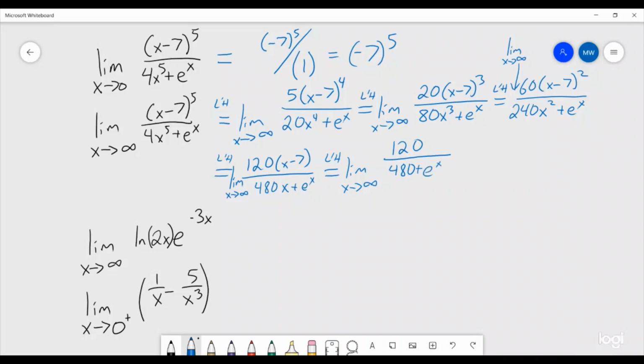This is no longer infinity over infinity, so we can evaluate. We get a number over infinity. This all goes to 0. Okay, next one.